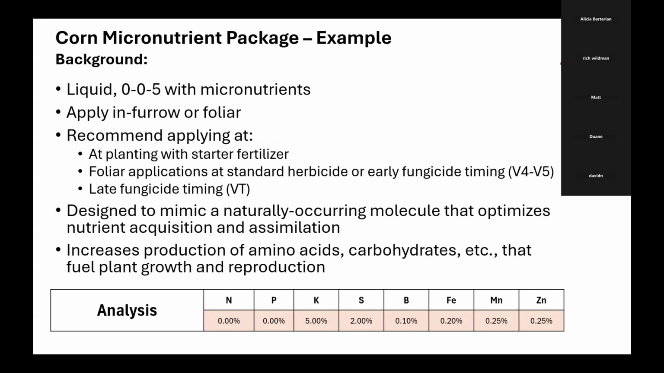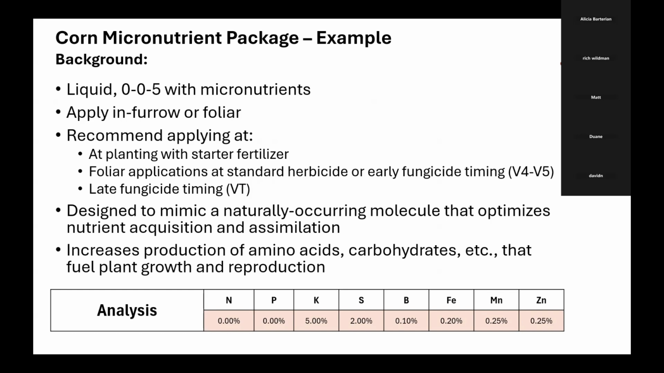It's a liquid. It's a 0-0-5, so a potassium product with micronutrients. They're saying to apply it in furrow or foliar. They recommend applying it at planting with starter fertilizer, foliar at standard herbicide or early fungicide timing, or late fungicide timing, which is VT. They say it's designed to mimic a naturally occurring molecule for nutrient acquisition. And then they also say it increases production of amino acids and carbohydrates that fuel plant growth and reproduction.